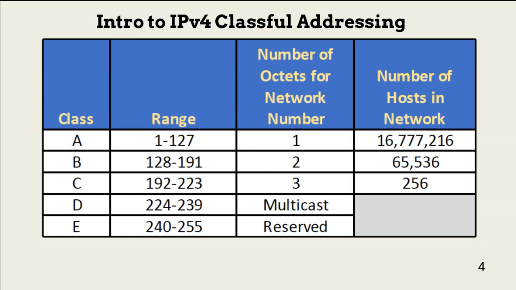This table shows the classes and the octet assignments in classful routing. Reserved addresses are not assigned. Multicast addresses are used to deliver packets to a group with a single transmission. Note that the class used affects the number of host addresses. Let's look at how this works.